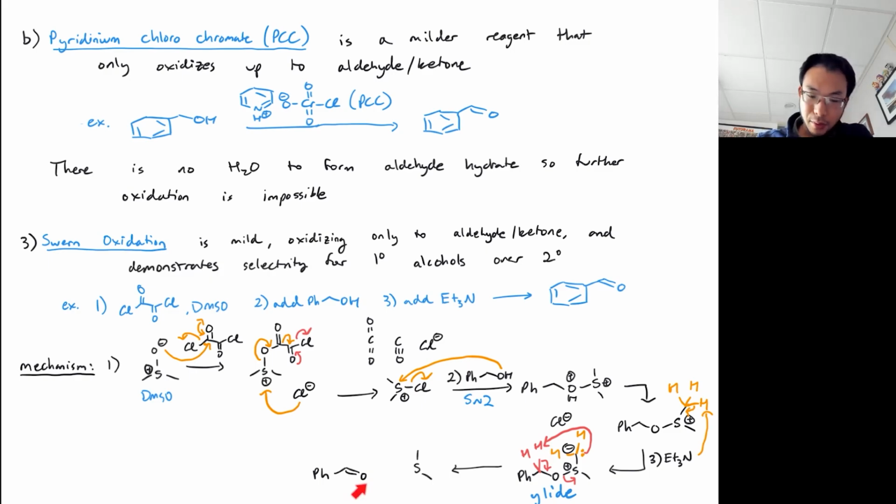That overall gets you to two new molecules. One is dimethyl sulfide, and the other is your product aldehyde. Again, if you set this up correctly, you don't have any aldehyde hydrate to further oxidize. And secondly, this reaction is often known for being very smelly because this byproduct here, dimethyl sulfide, is very, very smelly. And so successful Swern oxidations often come with what chemists will call a sweet smell of success.